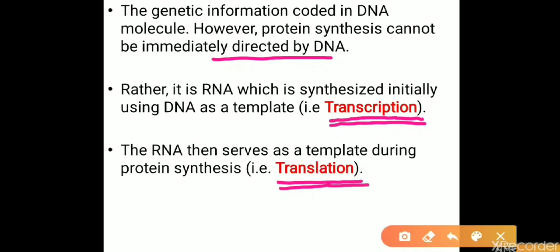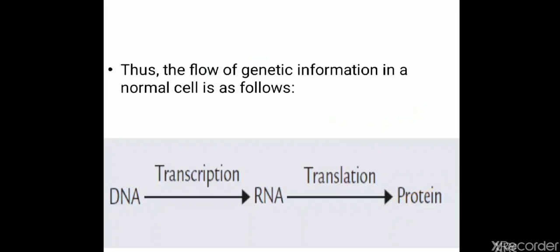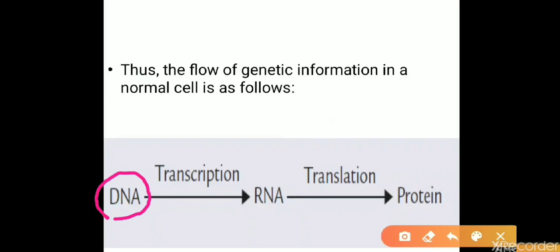During transcription, an RNA molecule is produced from the corresponding DNA molecule, and during translation, the genetic information present in the RNA molecule is used for the production of the corresponding protein. So this is the flow of genetic information in a normal cell. First of all, the genetic information is present in a DNA molecule, and this is converted into an RNA molecule, and that process is known as transcription. And during translation, the genetic information present in the RNA is converted into the effector protein. That is known as translation.